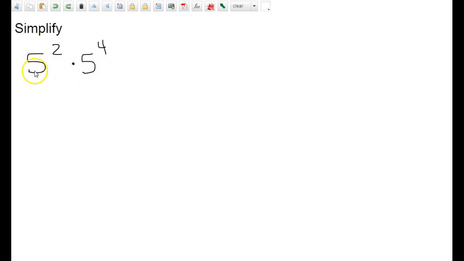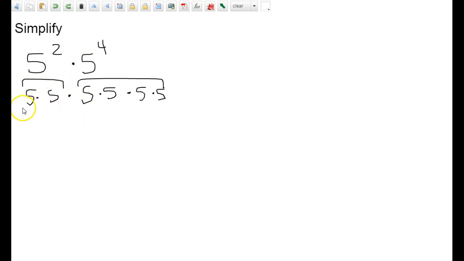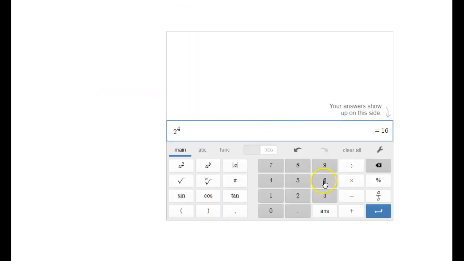You can also be given a problem with a little more going on. We have 5 squared times 5 to the 4th. We know 5 squared means 5 times 5, and 5 to the 4th means 5 times 5 times 5 times 5. So 4 of them from 5 to the 4th, 2 of them from 5 squared. We can multiply them all out from here. We could plug this whole thing into a calculator, or we could count them up. We have 1, 2, 3, 4, 5, 6 multiplying together. That's the same thing as 5 to the 6th, which we could then also just plug into a calculator.